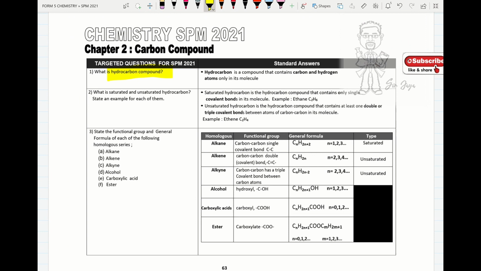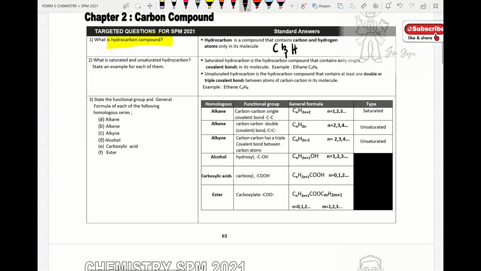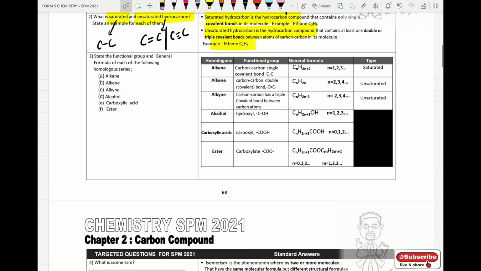Students must remember what is meant by hydrocarbon. Hydrocarbon is any compound that contains carbon and hydrogen atoms in its molecule. Next, we must remember what is meant by saturated and unsaturated hydrocarbon. Saturated contains only single covalent bonds between carbon atoms, and unsaturated hydrocarbon contains at least one double or one triple covalent bond between carbon atoms. So please check all the answers given in the module, and please remember all the general formulas, functional groups, and types of hydrocarbon or non-hydrocarbon.